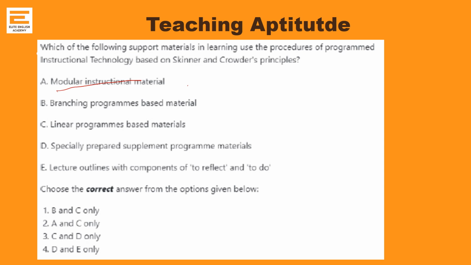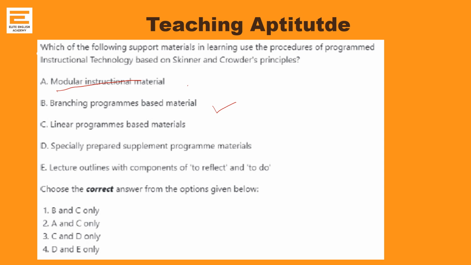Second one, branching programs based on material. It is information with alternative paths. For example, if one particular input is given, that should lead to related things. So that is branching programs. Then linear programs. Linear programs means a particular course is divided into small pieces, and from simple to difficult, it is arranged in a systematic way. Then specially prepared supplement program materials, that is for special needs.